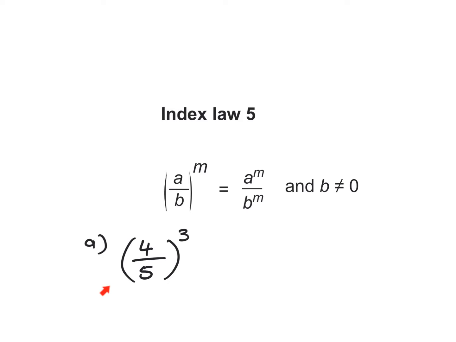Alright, well, let's see if we can figure this one out. This is 4 over 5 raised to the power of 3. Put the video on pause and come back and see if you got it right. Well, this is simply going to be 4 to the power of 3 over 5 to the power of 3. And 4 to the power of 3 is 64, and 5 to the power of 3 is 125.